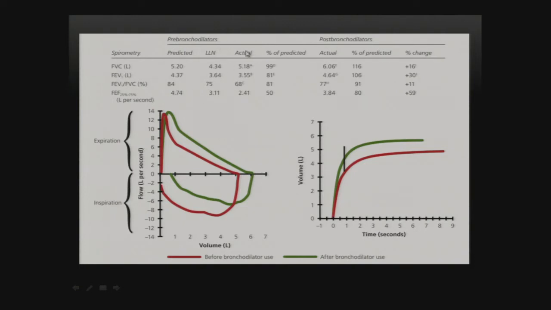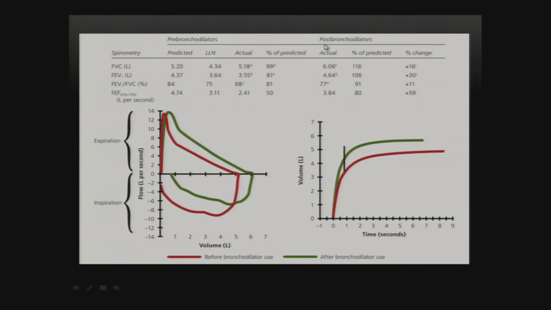So this patient's actual FEV1 over FVC is 68, which is lower than the lower limit of normal, which is 75. Now, I'm not going to talk about GOLD criteria versus ATS criteria in this presentation for diagnosing obstruction, but if you use GOLD criteria, which means that your cutoff is 70 for obstruction, this is 68% FEV1 over FVC, which still indicates that this patient is obstructed.